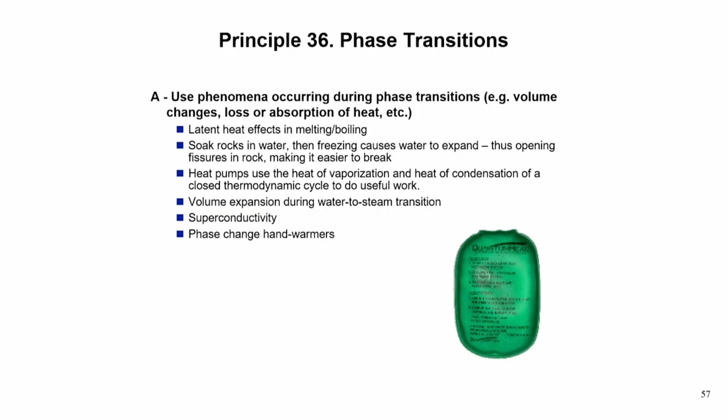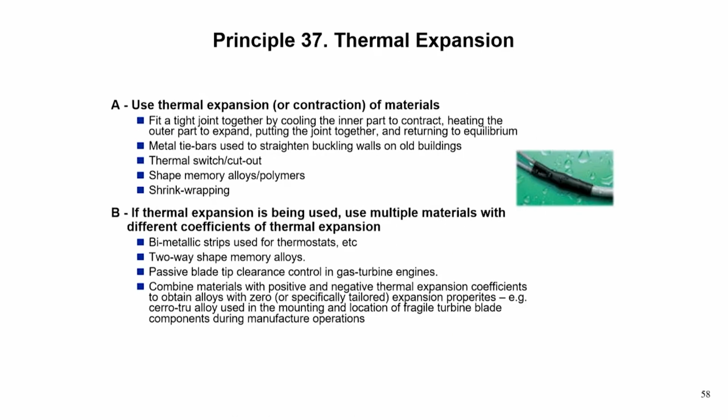Now, I come to a very common principle, the principle of thermal expansion. Thermal expansion is widely used. Remember, from our childhood we are hearing about this fish plate kind of things for connecting, right. So, take the advantage of thermal expansion or thermal contraction for a thermal switch, thermocouples, shape memory I already told you, shrink wrapping, metal tie bars used to straighten buckling walls. So, thermal expansion is very heavily utilized for many such cases.